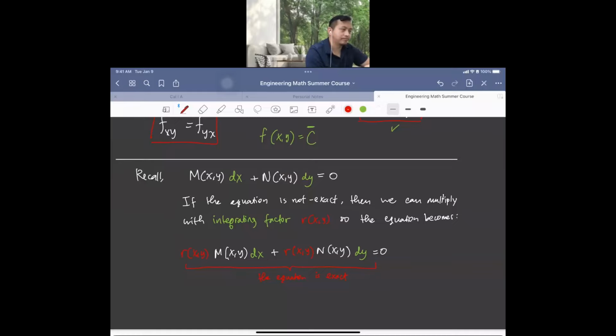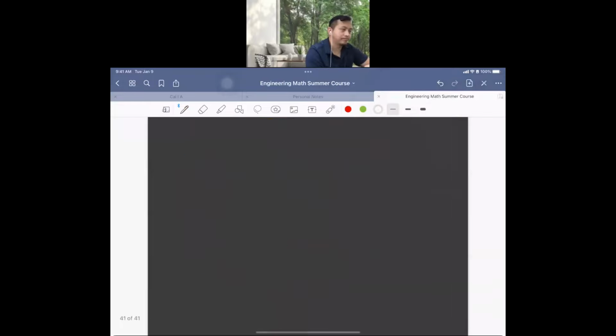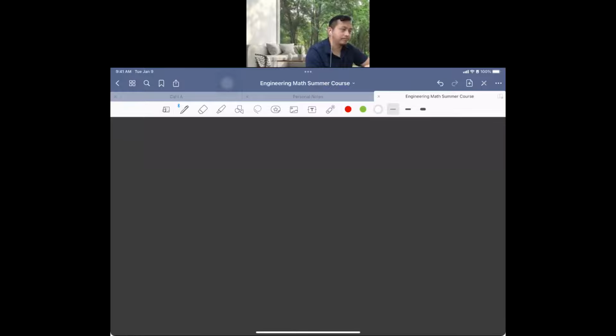Now what we are going to find out is how we can define our integrating factor for this equation to be exact. So that's at least the idea behind this method. This is also integrating factors in exact equations. Okay, let me continue. Let me write again.